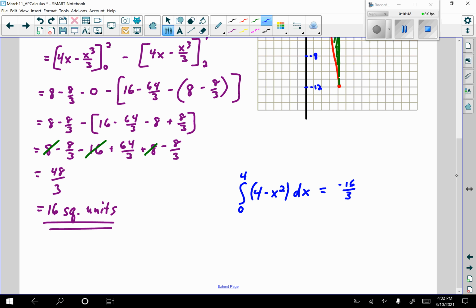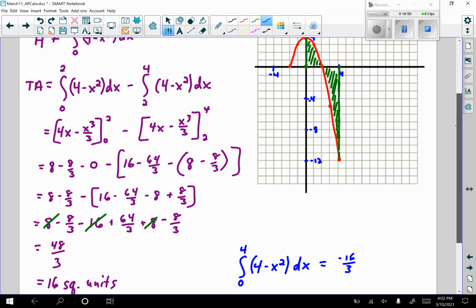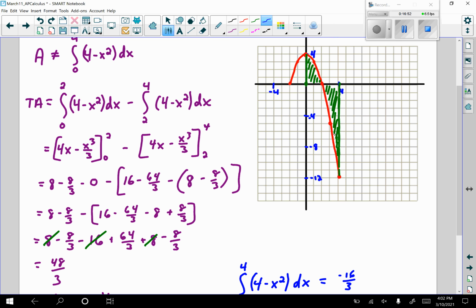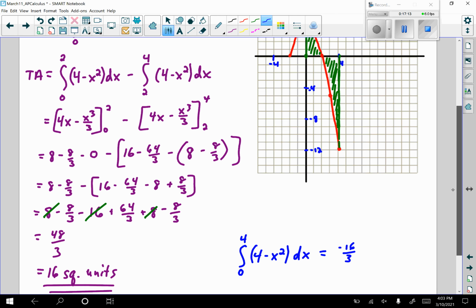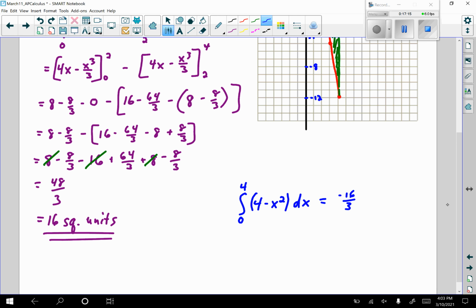So because that's negative, and we go back and we look at the graph, all that is telling us is we have more area shaded below. The area below is 16 thirds square units more than the area up top. So the net area turns out to be a value of negative 16 thirds, which means we have more area shaded below the x-axis than we do above. So those are the two very different answers that we would get for a similar question.